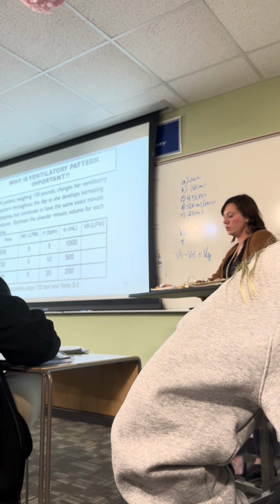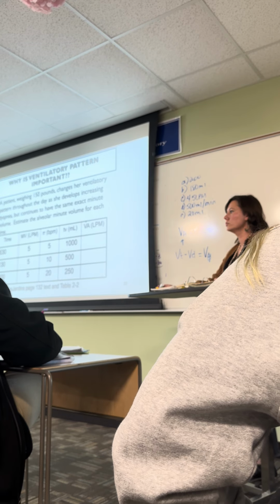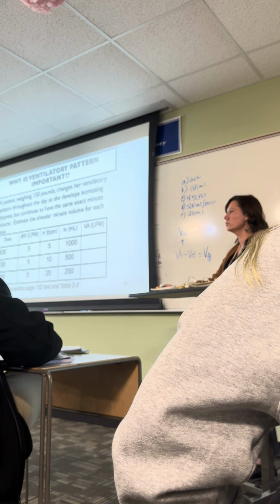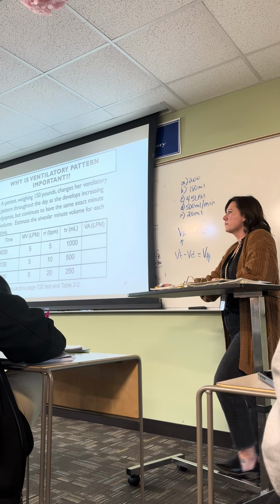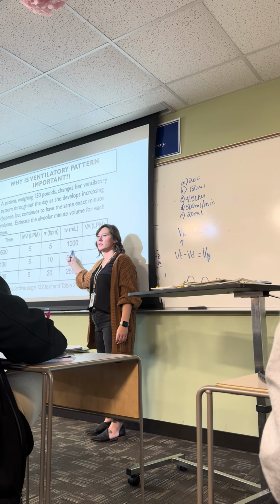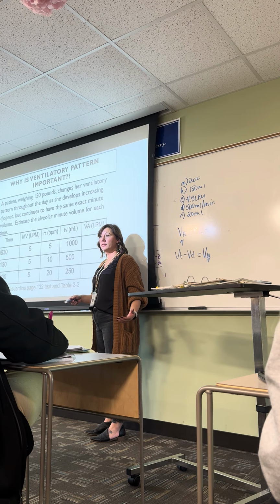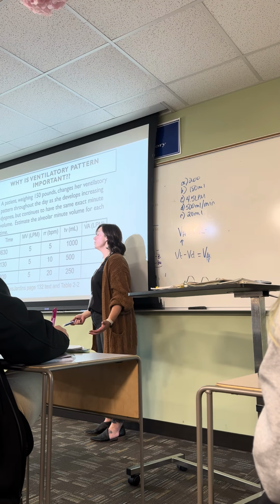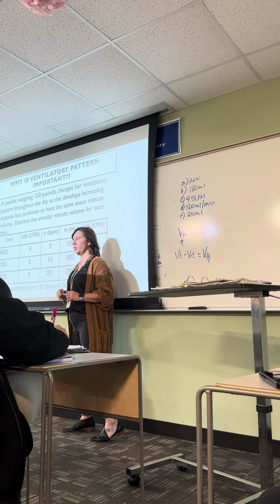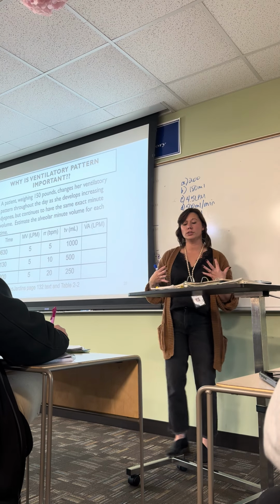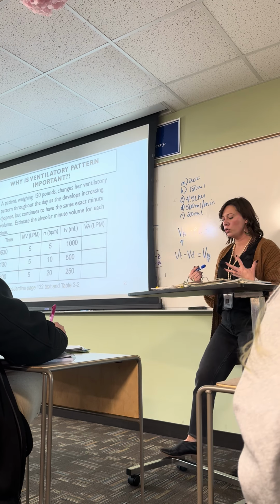Who wants to answer number one? What'd you get? 4.2, yeah, so 4.2 liters. Is that tidal volume big, small, normal? Oh, I'm sorry, big. This is 1,000 milliliters, that's a liter. That's a big tidal volume. Now our respiratory rate is quite slow, but we have a huge tidal volume, and that came out to be 4.2 liters.